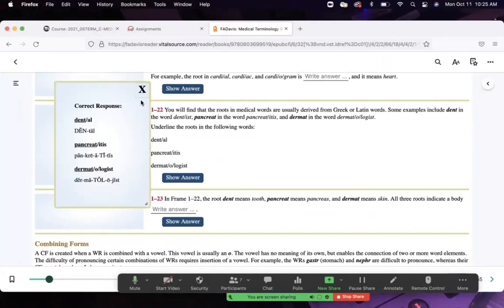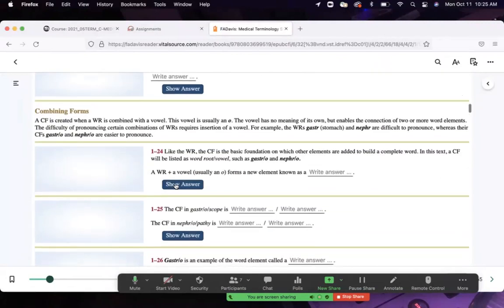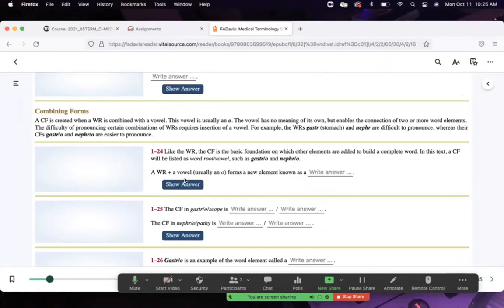I could see breakdowns, some common words, which also are in the notes that I'll be providing. Combining form. So if I look at the word gastritis, the combining form is gastro. If I look at the word nephritis, the combining form is nephro. Because remember, the combining form is the word root plus the vowel, which is almost always an O. Okay?